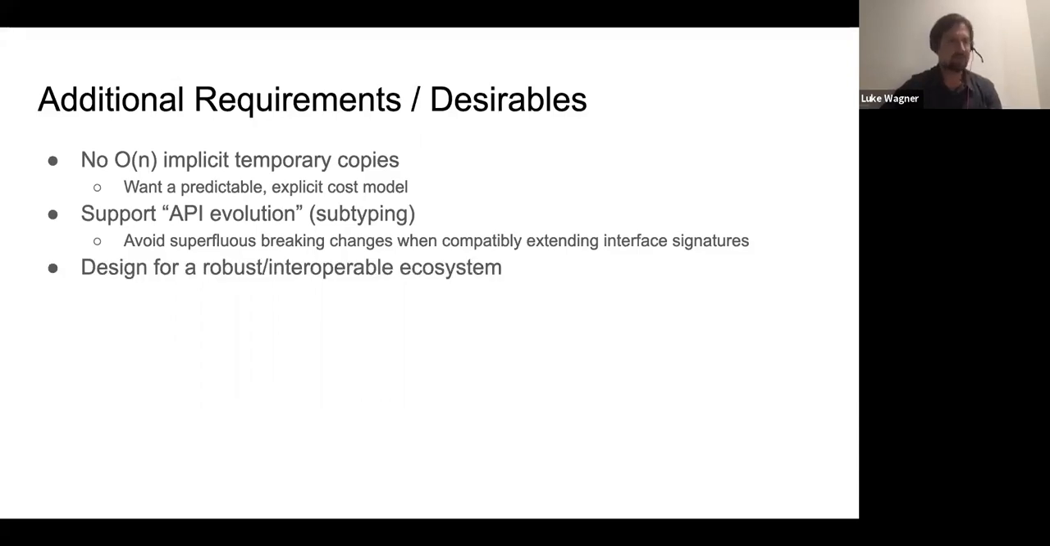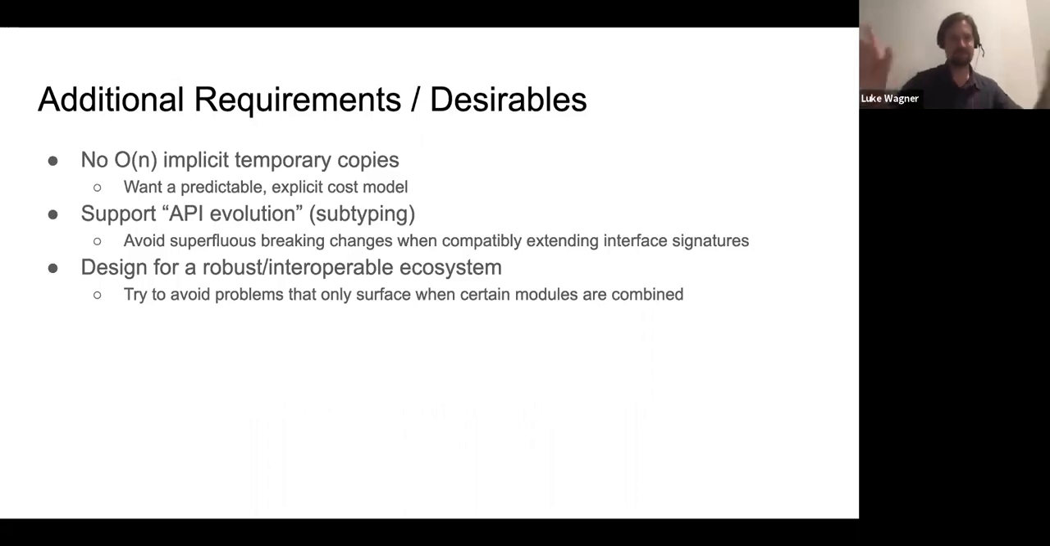We want to design for a robust, interoperable ecosystem, which means trying to avoid issues that would only emerge not when I'm developing a module, but only when I combine certain modules and then certain bad things happen that cause a problem. Because now nobody's in a good position to solve this. It's the poor user who hits this, not the author of either module.